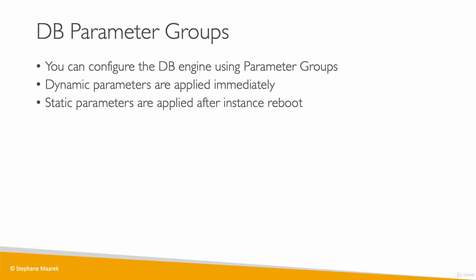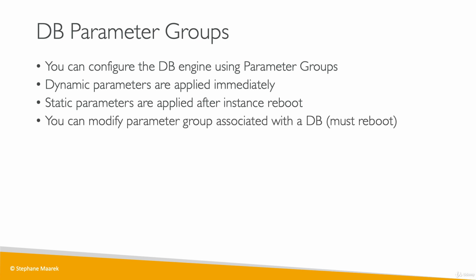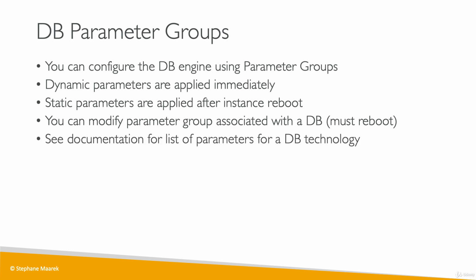parameters. We can also modify the parameter group associated with the DB, so we can replace the default one by our custom one, but for this, we'll also must reboot our database. And to know all the parameters available for a specific DB technology, you can look at the documentation or as well use the AWS console, as we'll see in a second.